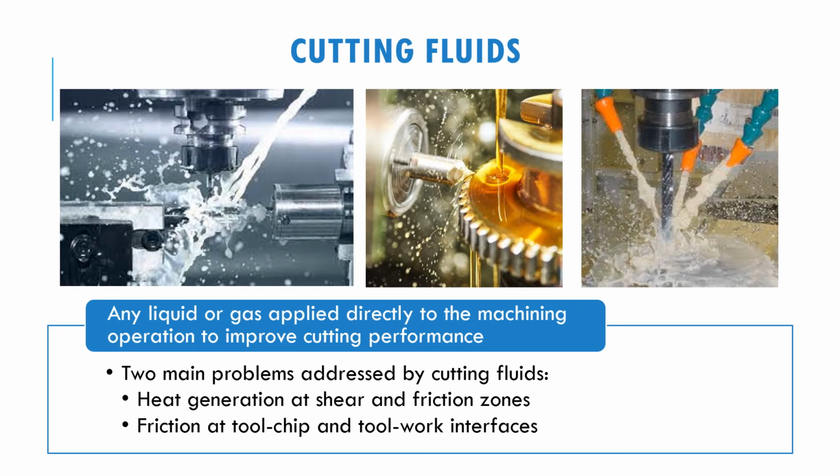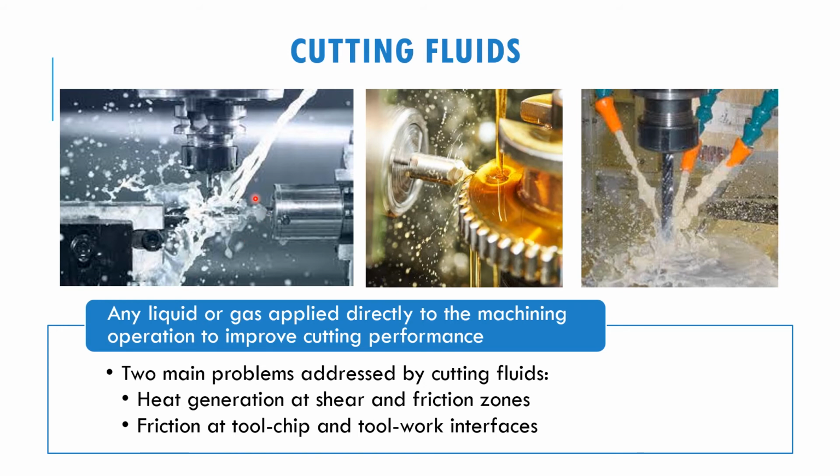So what is cutting fluid? In the machining process, if we use any liquid or gas directly in the machining operation, it is used to improve the cutting performance. Two main problems addressed by the cutting fluid are the heat generation at the shear and friction zone, and also friction at the tool-chip and tool-work interface. So in this area, cutting fluid is used to reduce the heat generation during the process of machining.